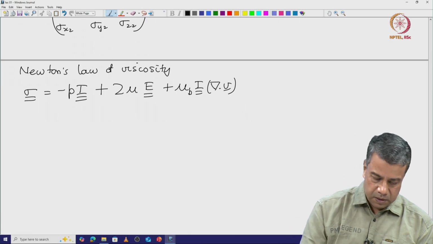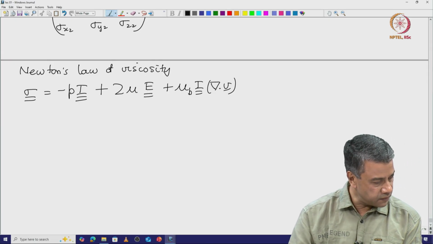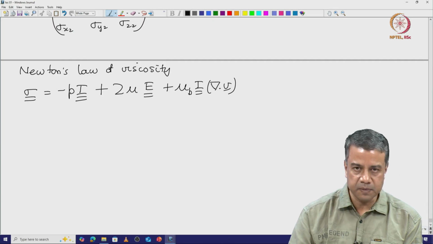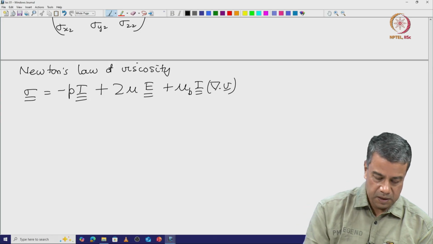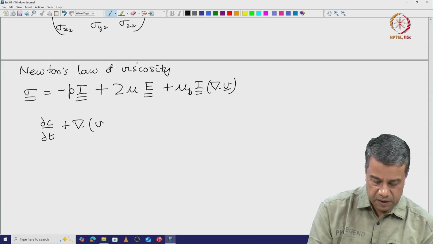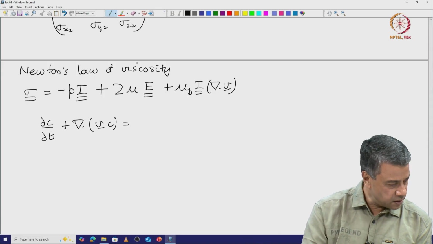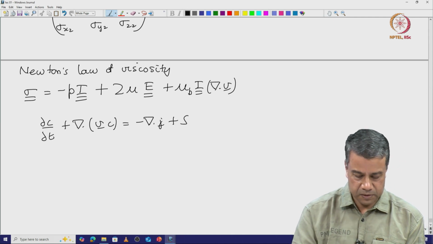Now, the Navier-Stokes equations, the momentum conservation equation, is similar in form to the concentration and the temperature equation. It is written for the momentum density. Recall that the concentration equation was partial C by partial t plus divergence of V times C is equal to minus divergence of J, plus any sources.